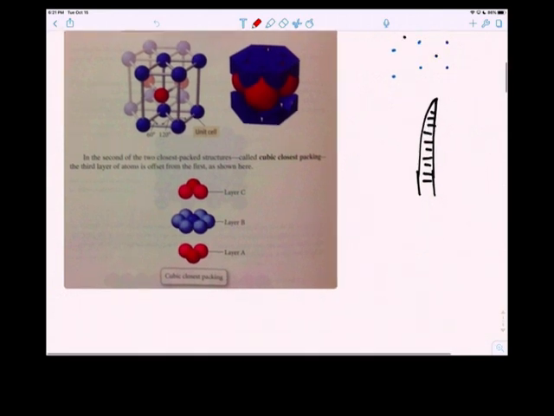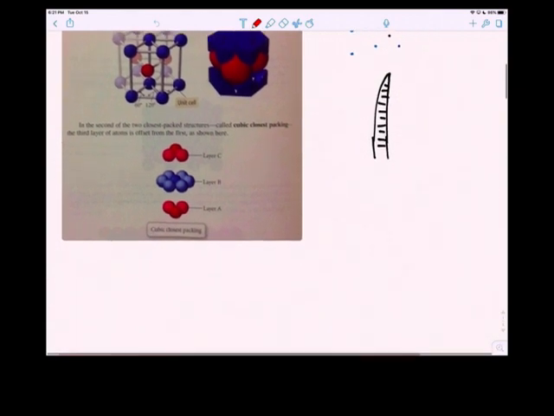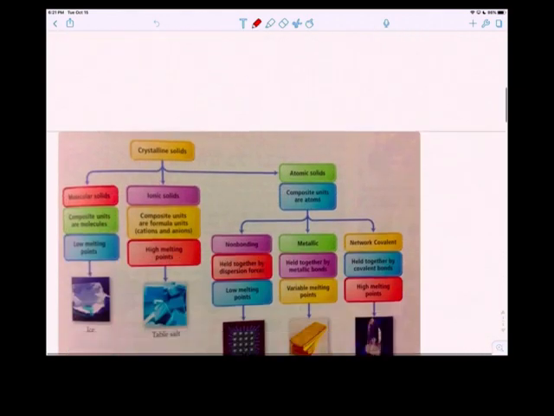So it depends on the elements and what the compound is. Also, compounds can have these. It really just depends on what they have. So that's that.